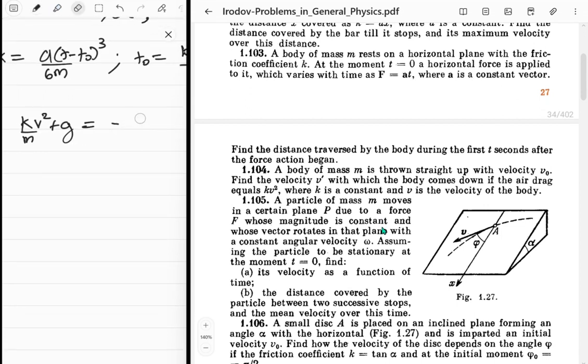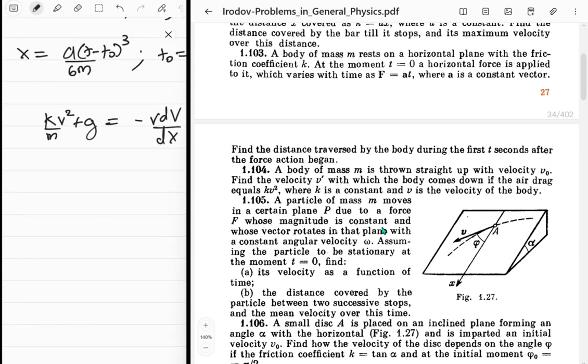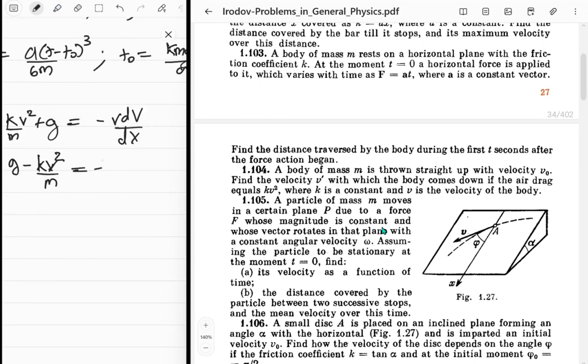So instead of dv upon dt, we'll just write v dv upon dx, because why not? So v is upwards, x is upwards. Now it's coming down, so its velocity will be negative. Its acceleration, so the deceleration, will be g minus kv squared upon m, because now it's going down. This will be equal to negative v dv upon dx even now, right?